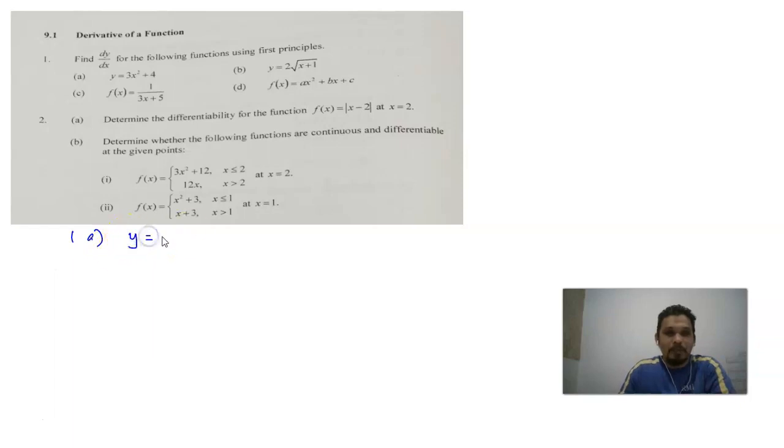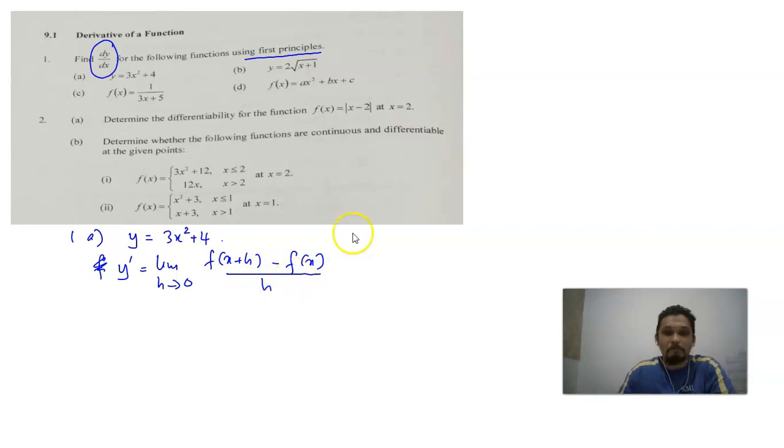Okay, y equal to 3x squared plus 4. Now find dy/dx using the first principle. In this question, we are going to find y prime or dy/dx using the first principle, which is the limit of h approaching 0 of f(x plus h) minus f(x), divided by h. We may find that, okay, we may write down y prime according to this: 2 times 3 equal to 6x, and differentiate 4 equal to 0.